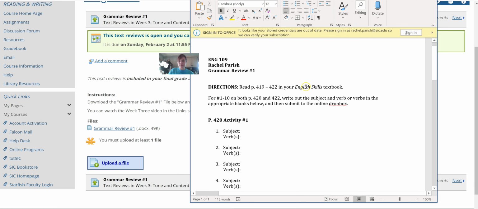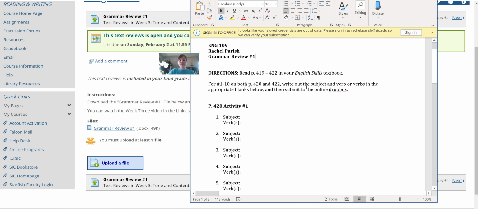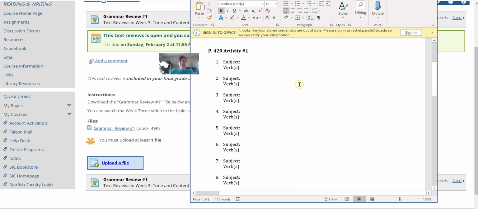As you can see with the grammar review, this is going to take place between pages 419 and 420 in our textbook. A lot of the grammar assignments are towards the back of the book, and that's where this one starts. It's a really simple assignment. All you're doing is, in activity number 1 on page 420, identifying the subject of the sentence and the verb or verbs.